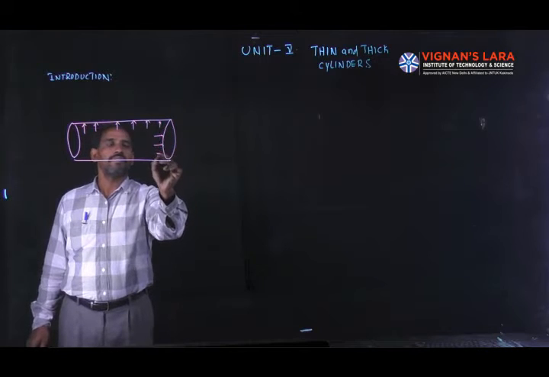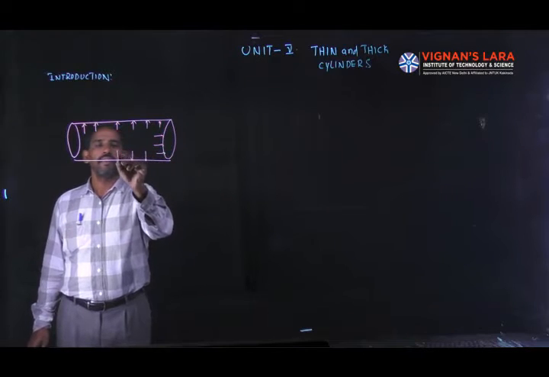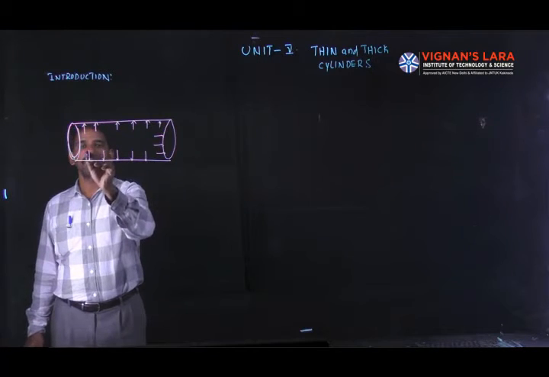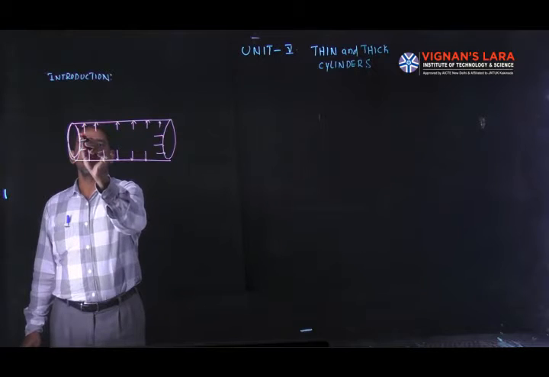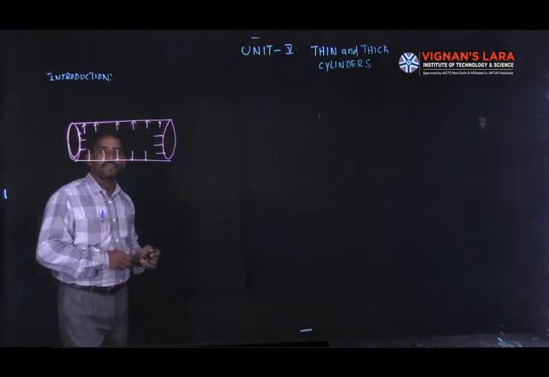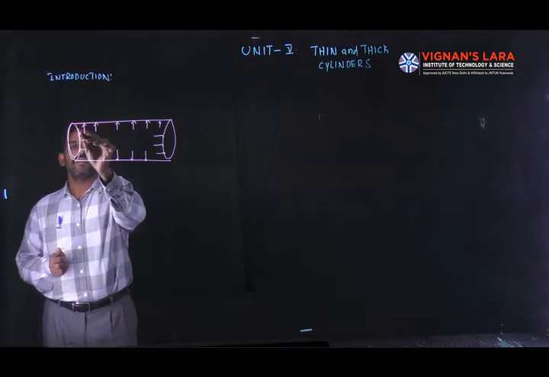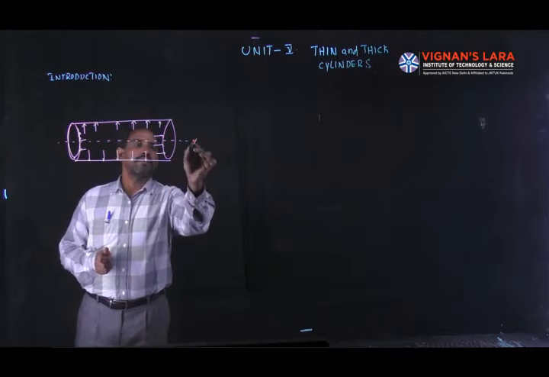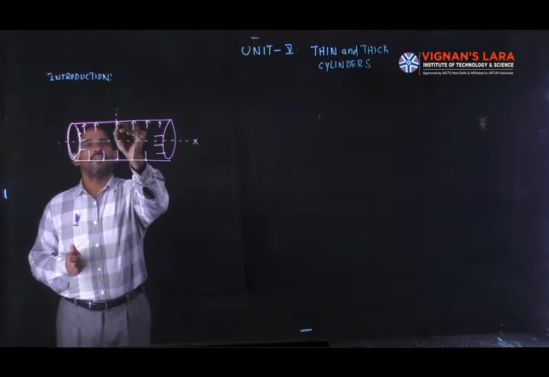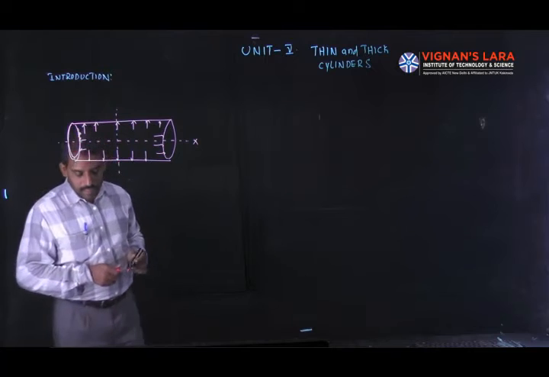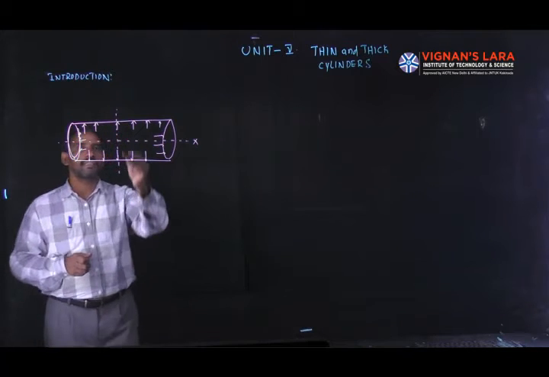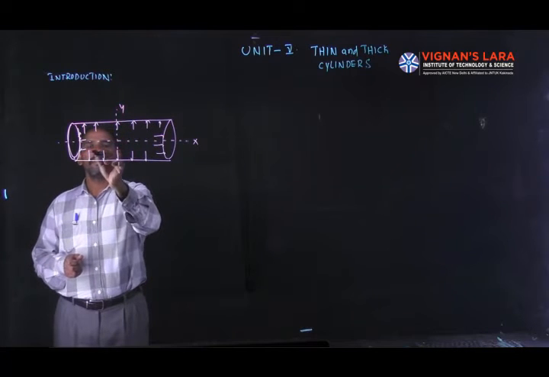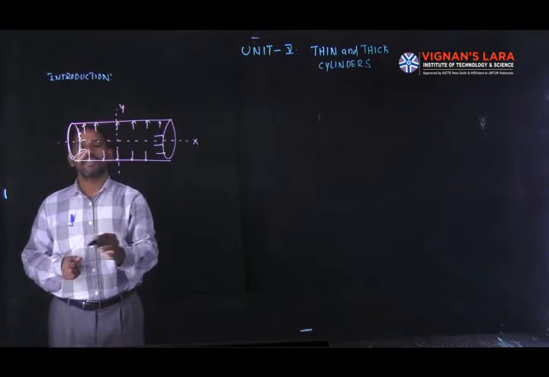So before using a particular material in a particular function, we have to measure the stresses induced. One is the resistance offered by the body or the cylinder along this axis. Another is the resistance offered by the body, that is the stress induced in this direction, say this is y. The third one is radially.